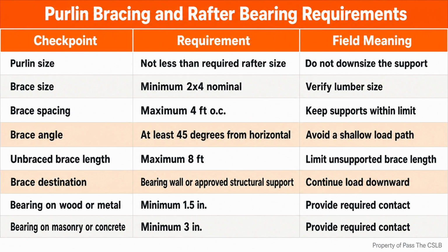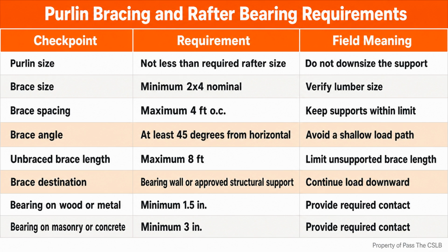Bearing at the ends of framing members is another small measurement with a large load path effect. The ends of rafters and ceiling joists need at least 1 1/2 inches of bearing on wood or metal and at least 3 inches on masonry or concrete. Fasteners can hold alignment and resist specified forces, but they do not erase the need for the required bearing surface.